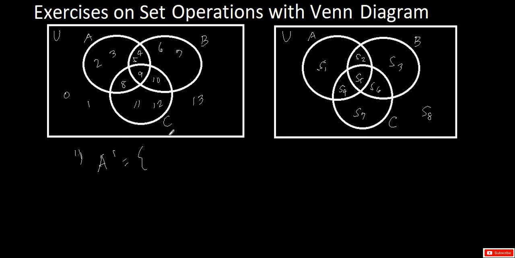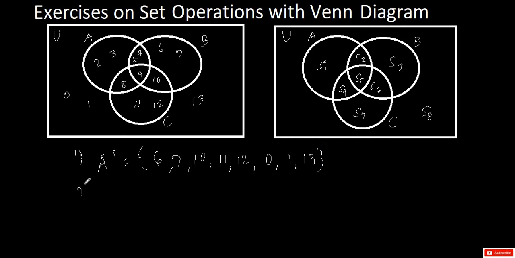So from S sub 3 we have 6, 7. From S sub 6 we have 10. From S sub 7 we have 11 and 12. And from S sub 8 we have 0, 1, and 13.